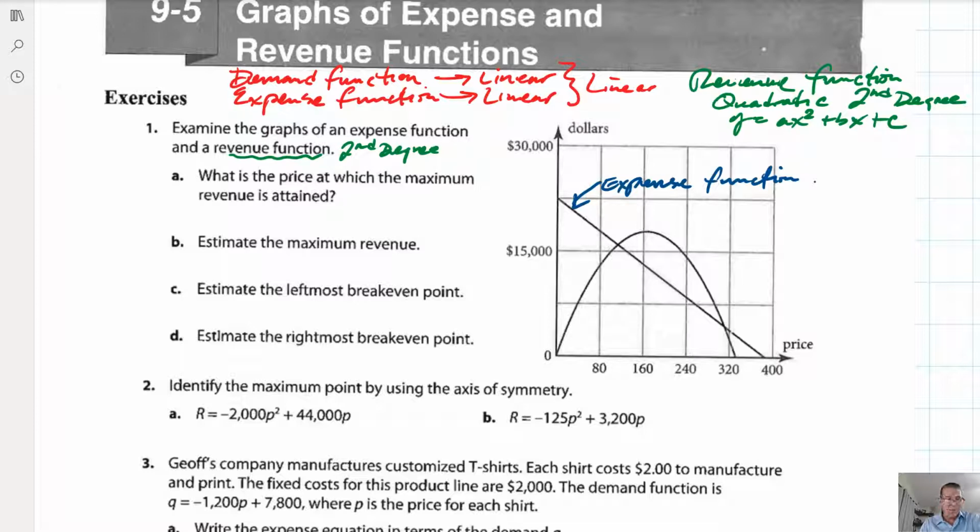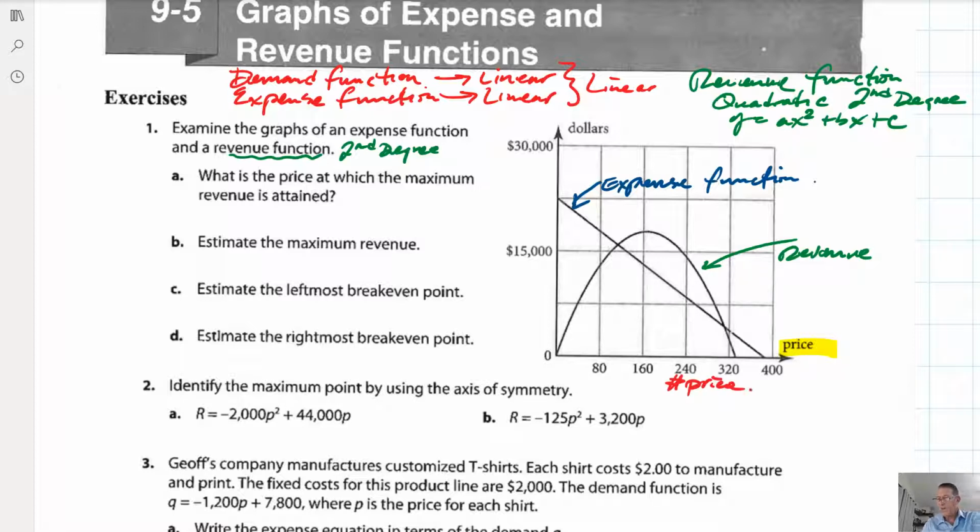So this parabola right here, let's go ahead and note it. This downward facing parabola is what's called the revenue function. So we have two functions on the graph. The horizontal axis is in terms of price, so these are prices in dollars.